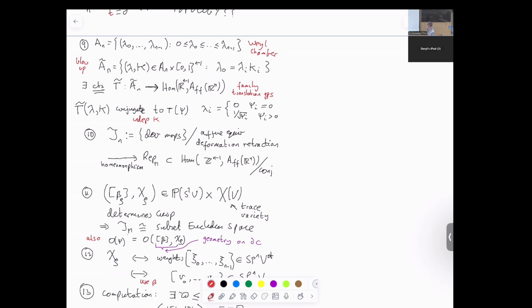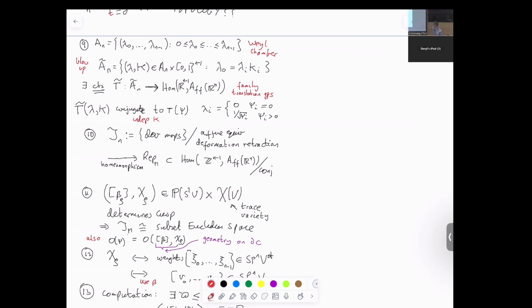And the point about this is that I wrote down a different family of translation groups. For each lambda and kappa, there's a translation group. And this family varies continuously in both lambda and kappa. So there's a continuous map that takes as input a lambda and kappa and gives you as output a translation group. And those translation groups, some of them are conjugate. The conjugacy class doesn't depend on kappa. It only depends on lambda. And so this translation group is conjugate to one of the T psis. And the relationship between the lambdas and the psis is that the lambdas are 1 over the square roots of the psis.